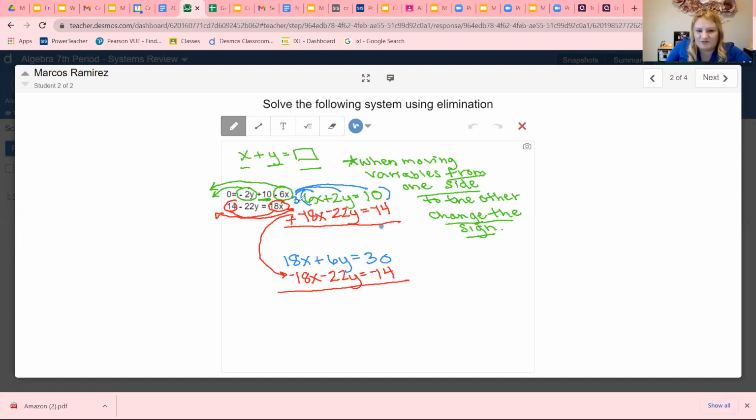So the whole purpose of me multiplying by 3 is so that I can cancel out one column. So I wanted to make sure that I canceled out one column. And the reason I picked to multiply by 3 is because I wanted to create a number that would cancel out negative 18x. And 3 is the only number that I could multiply by 6 in order to get positive 18. So now I'm just going to add those columns straight down.